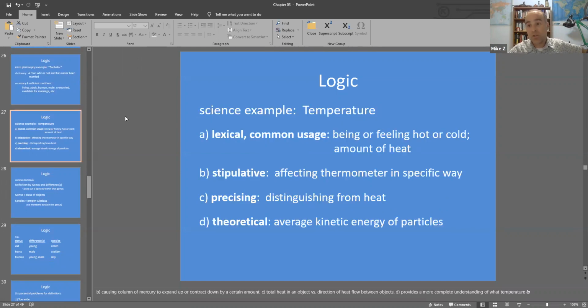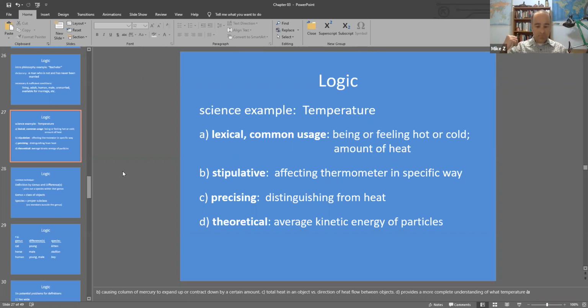And in fact, I think it's good as an example for all the different kinds of intentional definitions that we've been talking about. So if you just look it up in the dictionary, what is temperature? You might see something like this: being or feeling hot or cold, or amount of heat. Okay, that's a pretty good reflection of how we use the term. What's the conventional usage of the term temperature? But it's not giving you the full understanding. Maybe it's a little inaccurate in some ways.